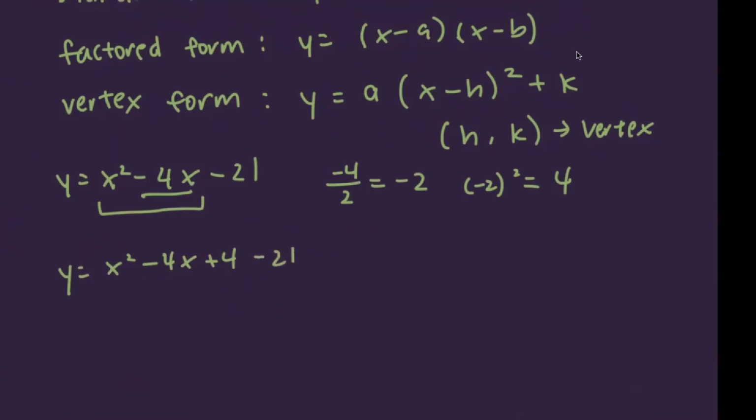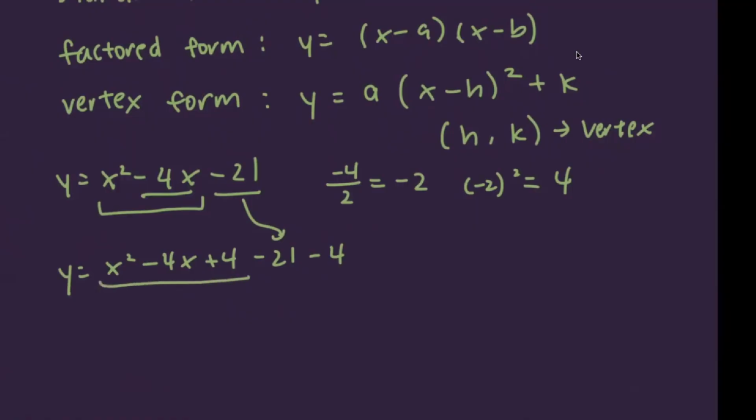Now, bringing down the minus 21, this second equation will not equal the first equation right now because there's an extra 4 here. So to cancel out the 4, we need to subtract 4 so that these two equations would be the same equation.